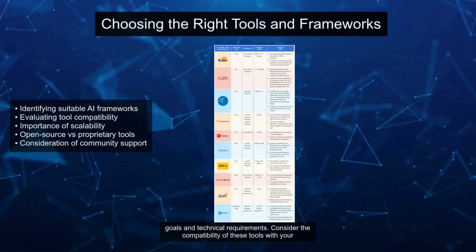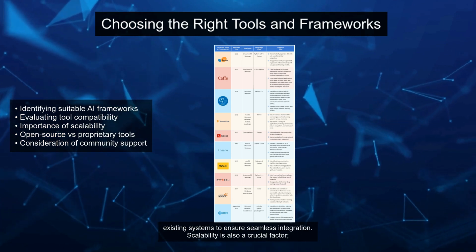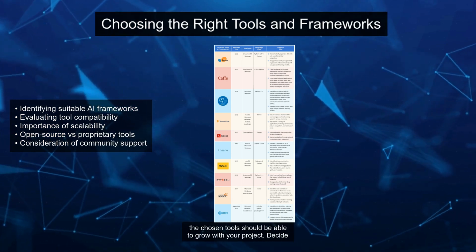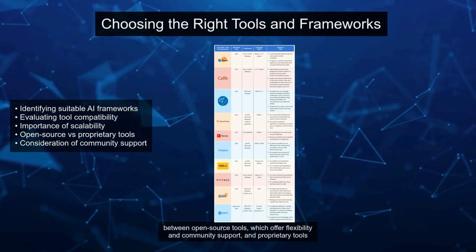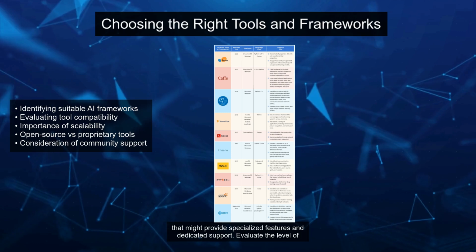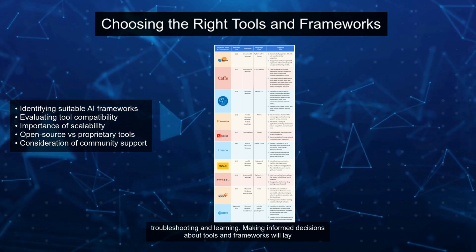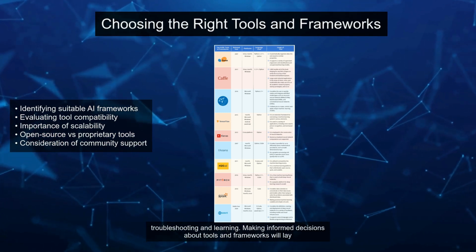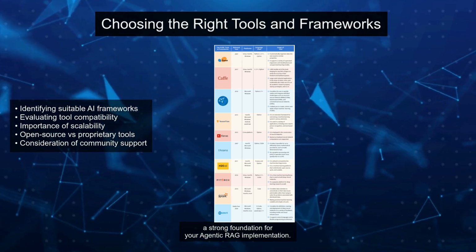Consider the compatibility of these tools with your existing systems to ensure seamless integration. Scalability is also a crucial factor. The chosen tools should be able to grow with your project. Decide between open-source tools, which offer flexibility and community support, and proprietary tools that might provide specialized features and dedicated support. Evaluate the level of community support available for each tool, as this can be invaluable for troubleshooting and learning. Making informed decisions about tools and frameworks will lay a strong foundation for your Agentic RAG implementation.